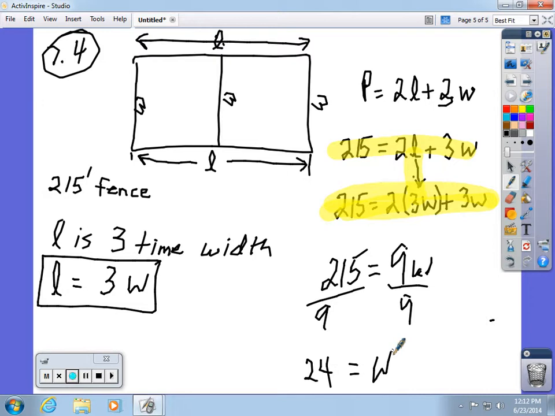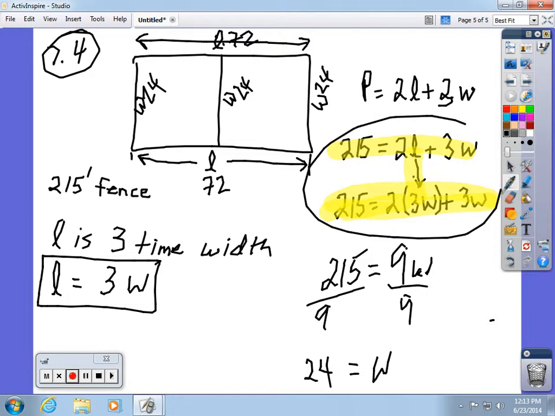So this is 72. This is 72. And this is, what did I say, 24? 24, 24, and 24. Now he knows how to make his fence. Okay, I don't care about the fence part. This is what I care about right here.